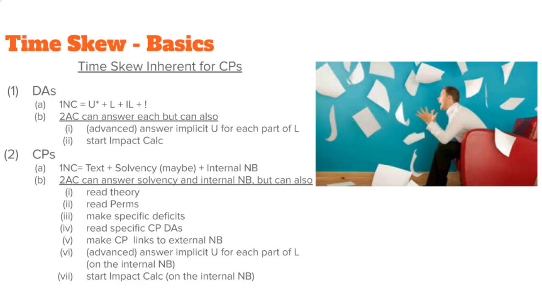They have to read specific disads to the counterplan. They have to make arguments that the counterplan links to external net benefits that may exist or doesn't solve their internal net benefit very well. They have to answer the implicit uniqueness for each level of the link chain on the net benefit because there's no real uniqueness read on any part of it. They then also might have to start impact calculus on the net benefit, reading causation cards and things like that. And so it's almost like the worst of all worlds in that the general requirement of the 2AC on average is to spend more time answering the counterplans than the neg has to read in the 1NC. Just more time, that's kind of the cost there.